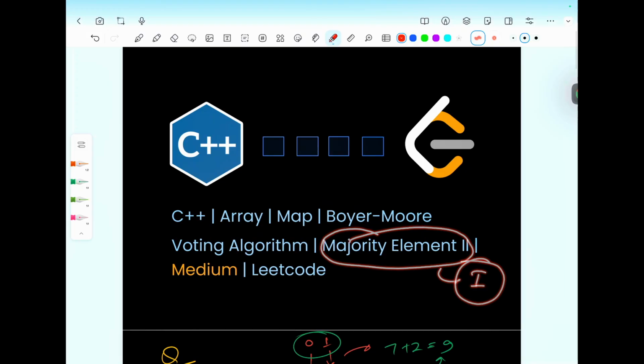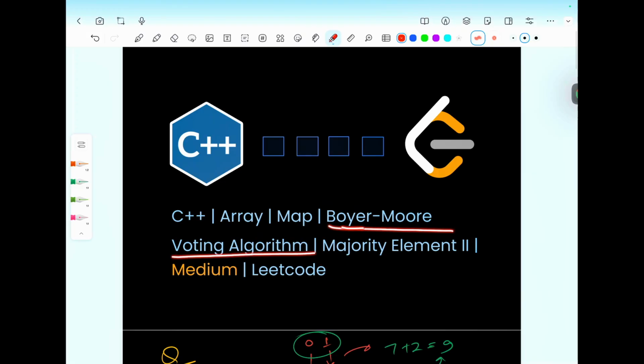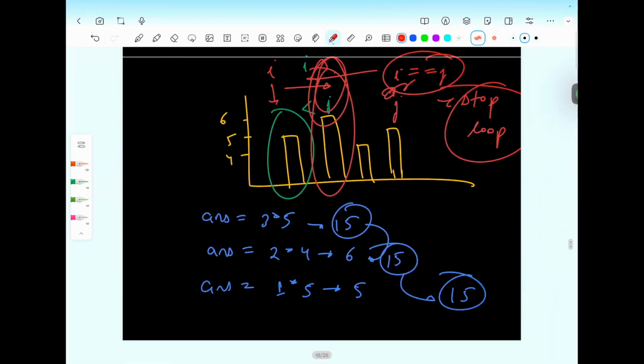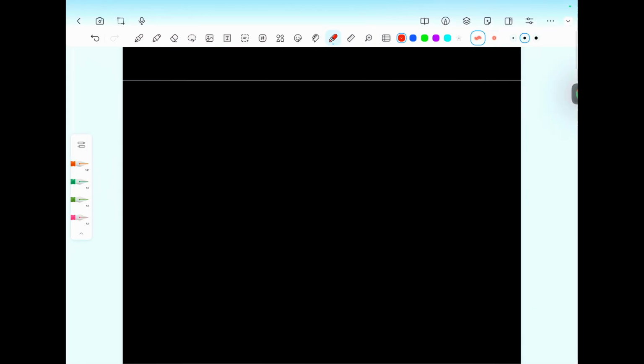So today we are going to solve another version of that problem, which is Majority Element 2. It also uses the same concept of the Boyer-Moore voting algorithm. To understand this problem you should know the problem Majority Element. So let me first explain Majority Element, then we will move to Majority Element 2.